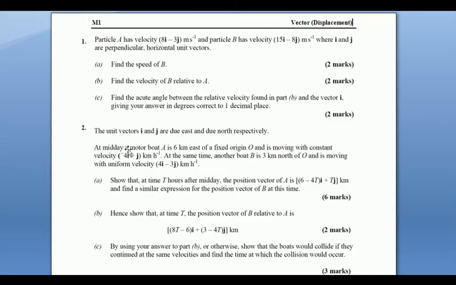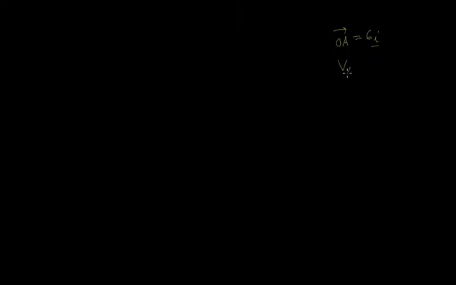So we can say, let me write the information here. The position vector of A is 6i. That's the first information that we have. The position vector of the boat A is 6 km due east, means 6i. The next one is that it has a constant velocity of minus 4i plus j. So velocity of A is minus 4i plus j. We have these two pieces of information, the initial position vector of A and the velocity of A.